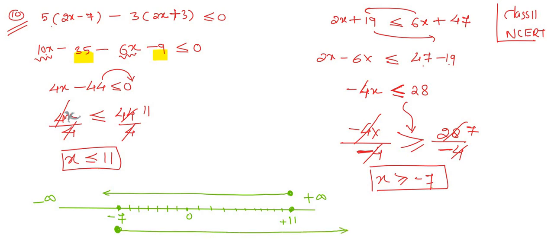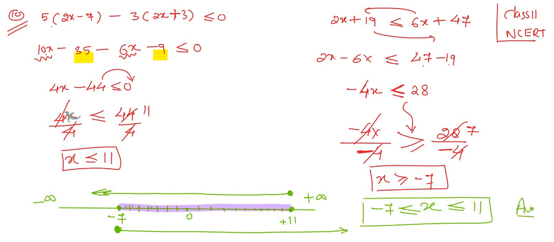So which area seems to be common? Only this area seems to be common. If I want to highlight it, this area is the solution. So I can write that x will be less than or equal to 11 but more than or equal to minus 7. This is the total answer. Okay, let's see the next question.